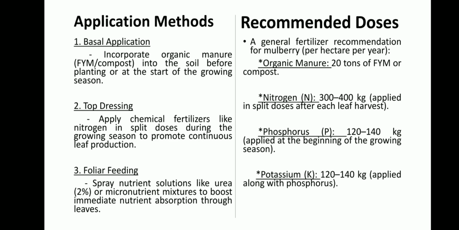Then recommended dosages: if we use organic manure, 20 tons of farmyard manure or compost we can use per hectare per year. For nitrogen, 300 to 400 kg per hectare per year. And for phosphorus, 120 to 140 kg per hectare per year. For potassium, we can use 120 to 140 kg per hectare per year.